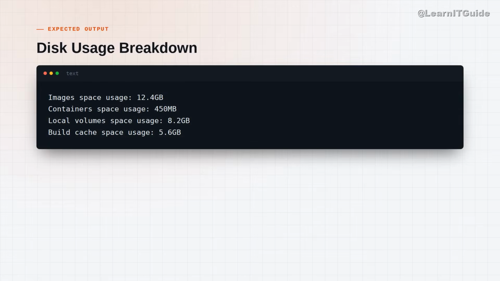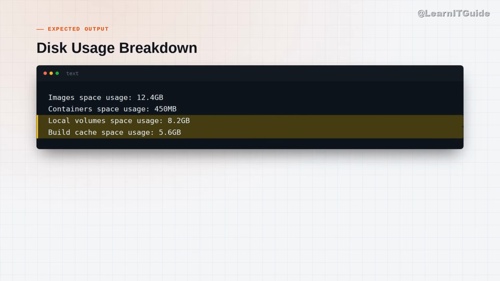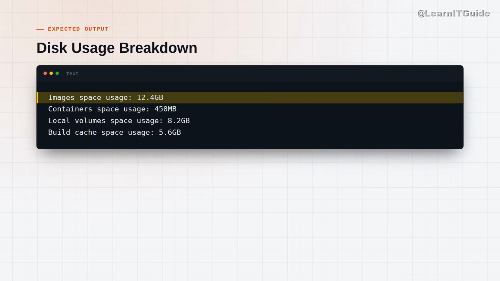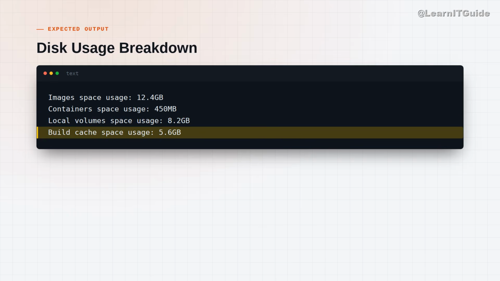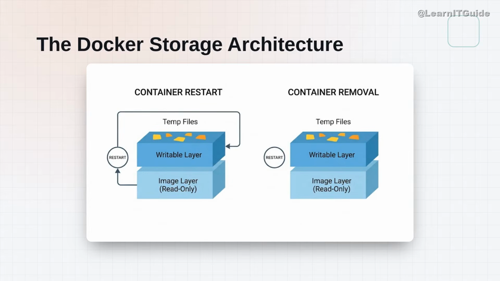This is the expected output. Notice the build cache and local volume sections. In this example, 12 gigabytes are tied up in images and another 8 in volumes. If your build cache is over 5 gigabytes, that is a red flag that you have not been pruning your environment regularly.